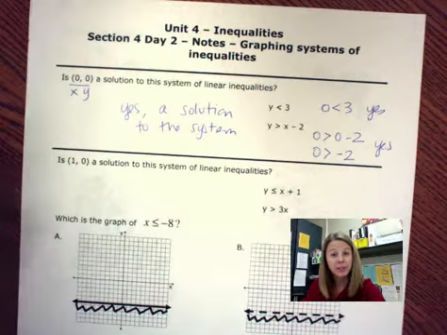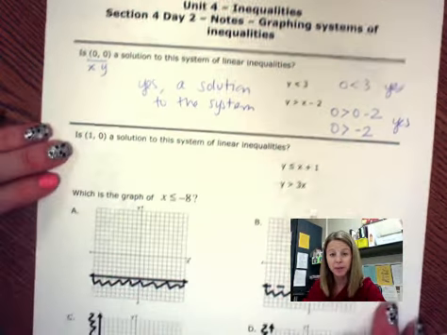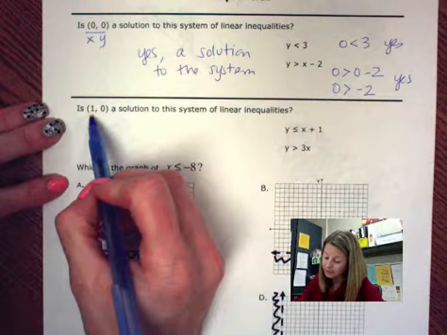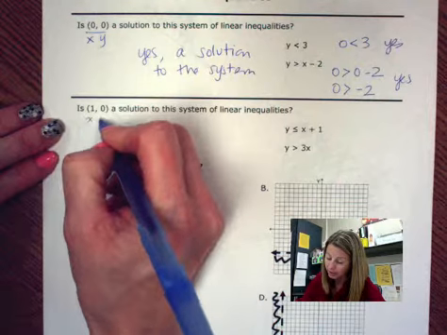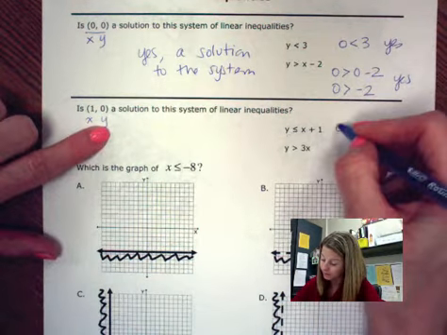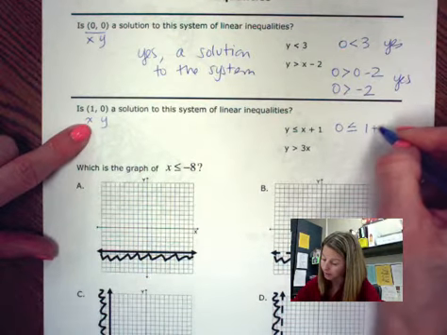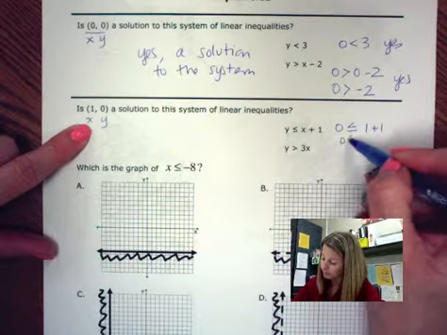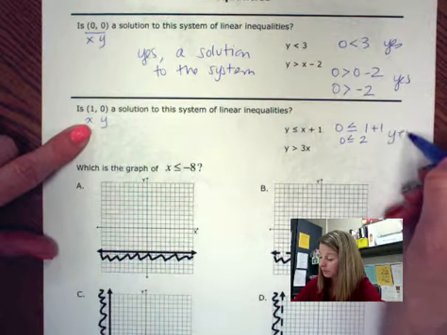So let's try the second one. If you want to, you can pause the video and try the second one on your own and then resume the video to see if you agree with what I have. Is 1, 0 a solution to the system of linear inequalities? So remember x comma y. So let's plug it in. I'm going to plug in 0 for y less than or equal to x is 1 plus 1. So is 0 less than or equal to 2? Yes, 0 is less than or equal to 2.